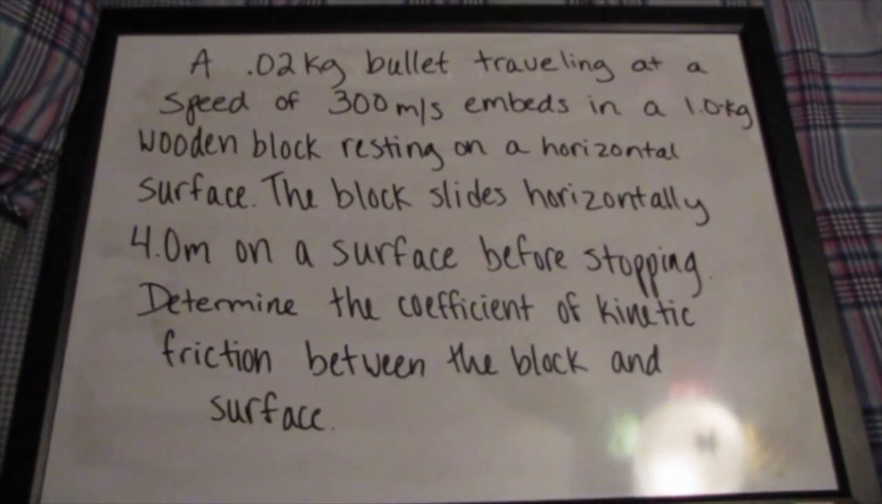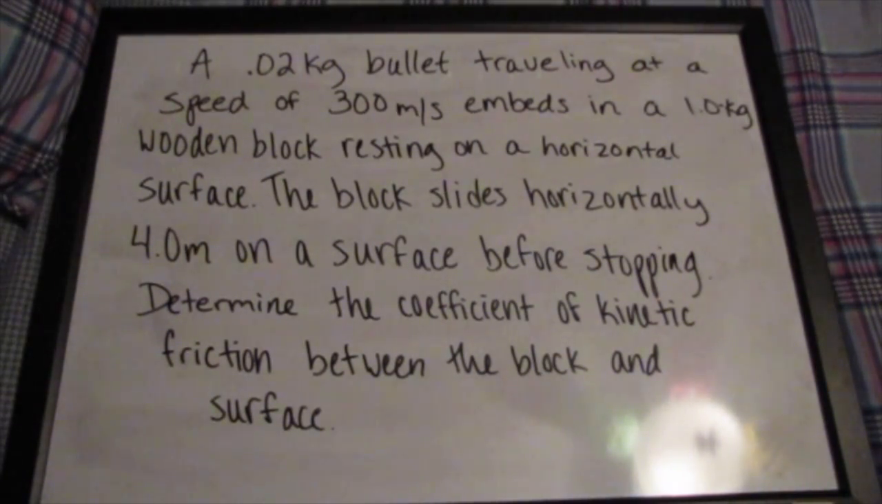A 0.02 kilogram bullet traveling at a speed of 300 meters per second embeds in a 1.0 kilogram wooden block resting on a horizontal surface. The block slides horizontally 4.0 meters on a surface before stopping. Determine the coefficient of kinetic friction between the block and surface.